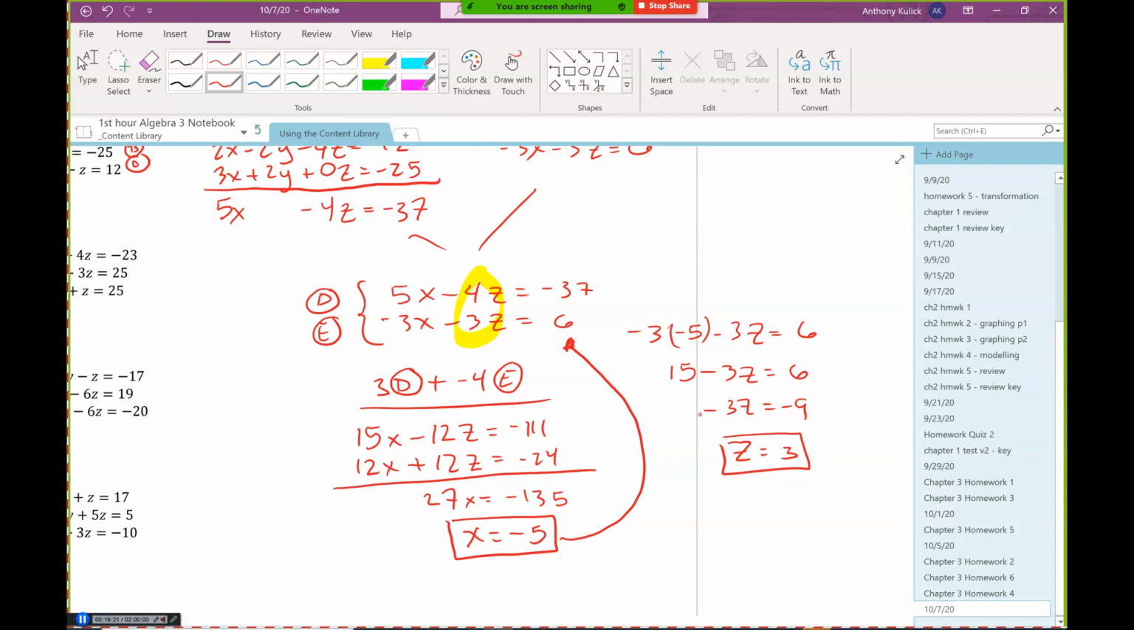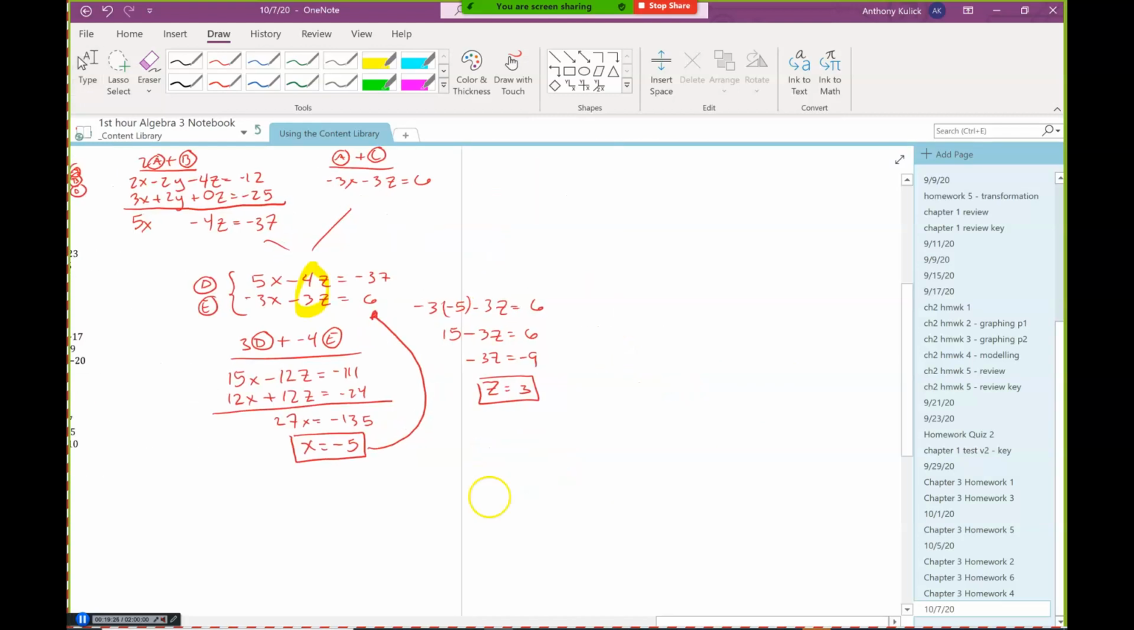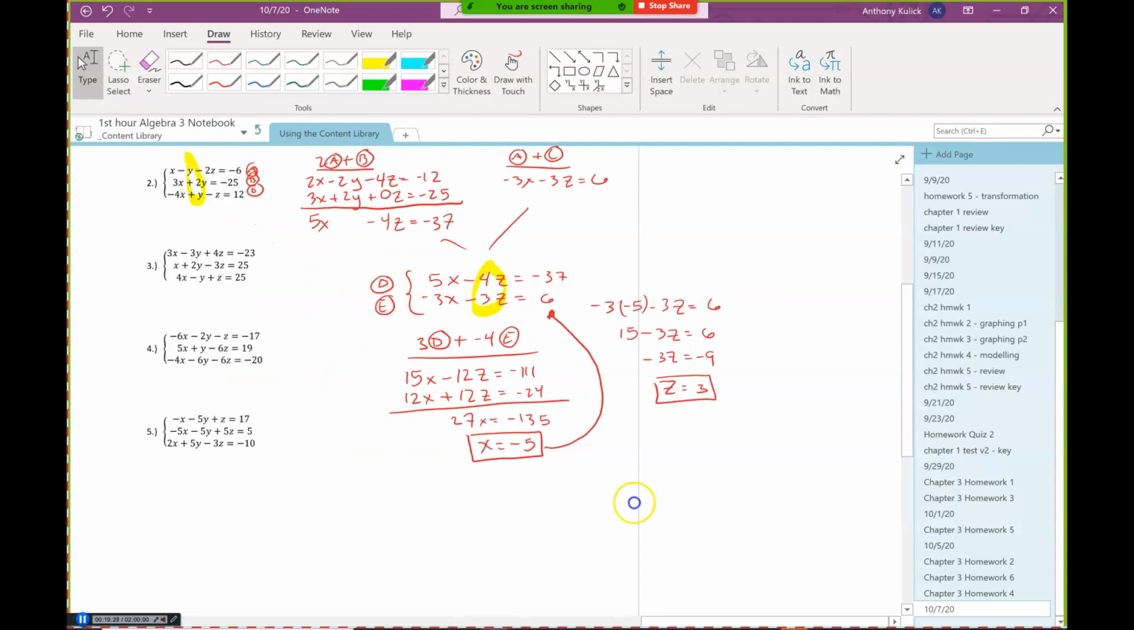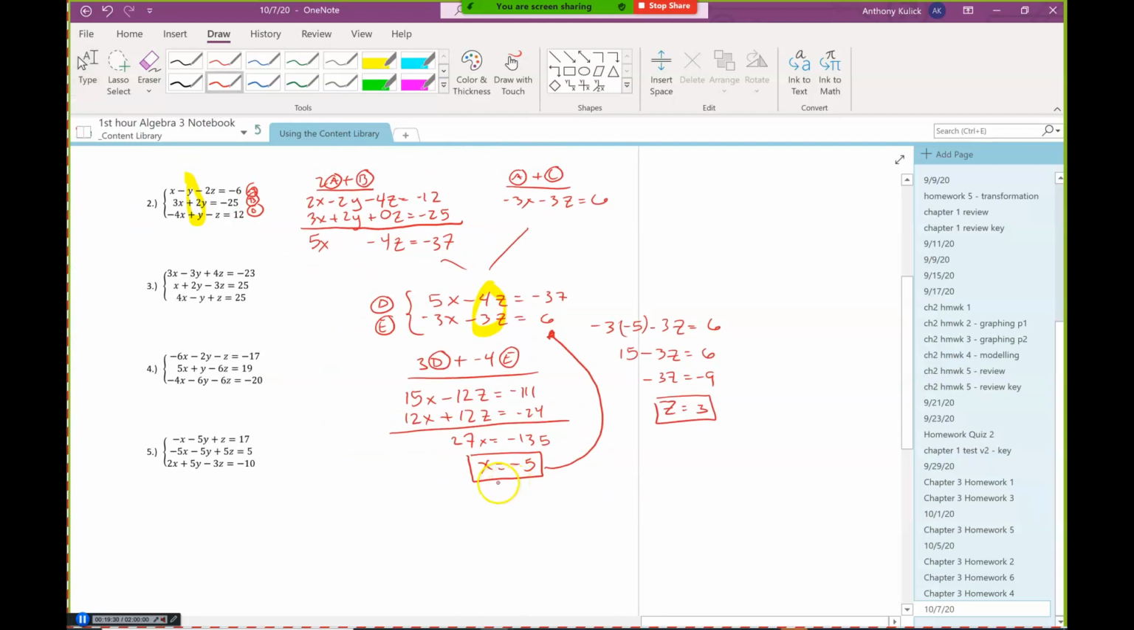We good with that, Megan? And then to get y, we'll plug these back into either spot. I'm going to choose to do equation B, because notice that I don't even need the z for that one.